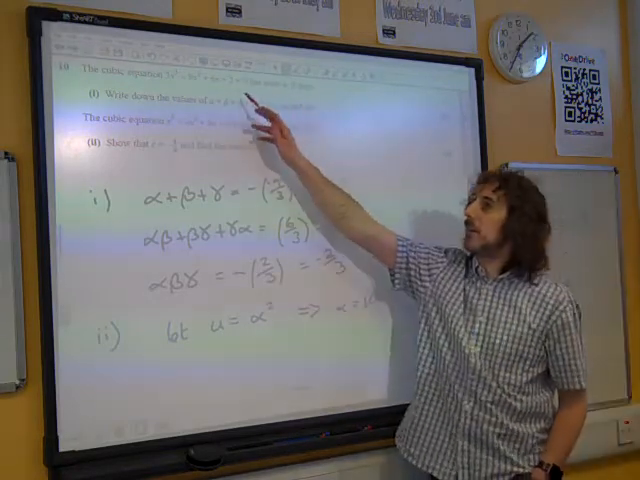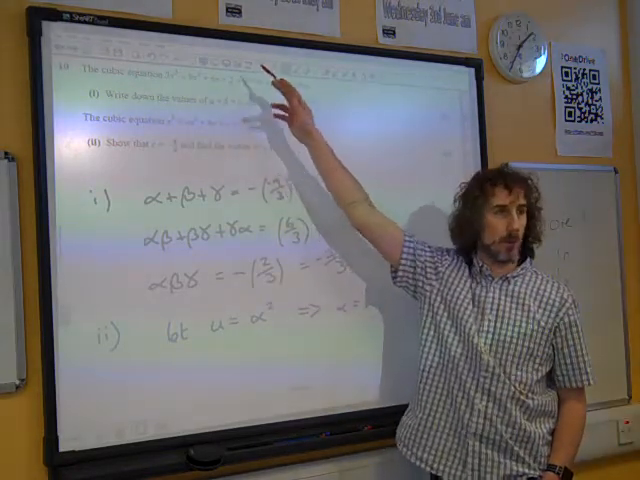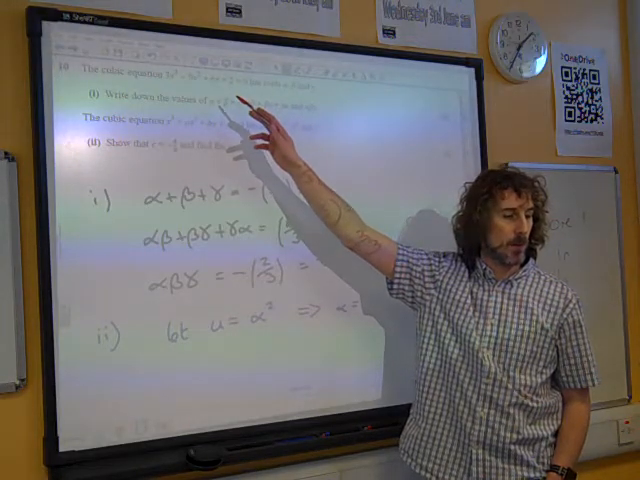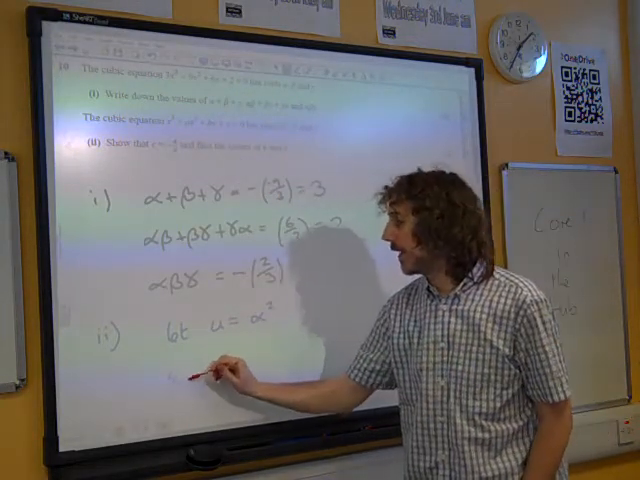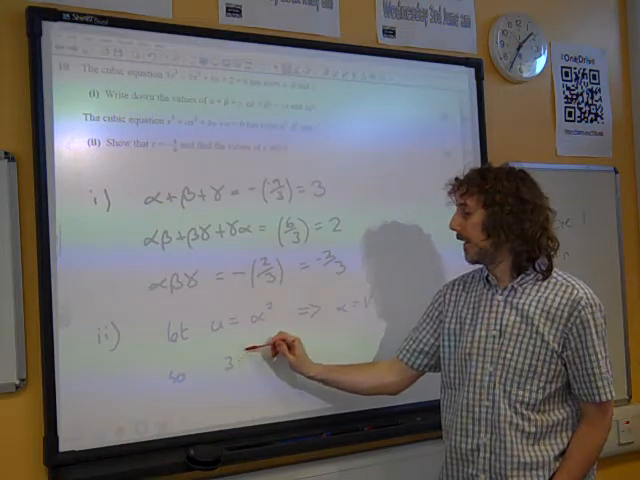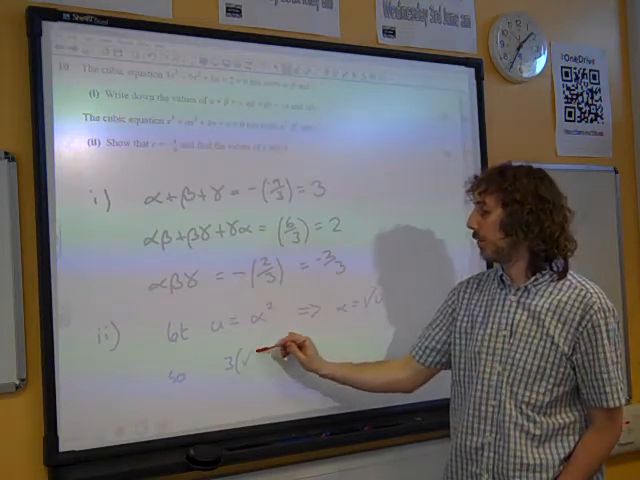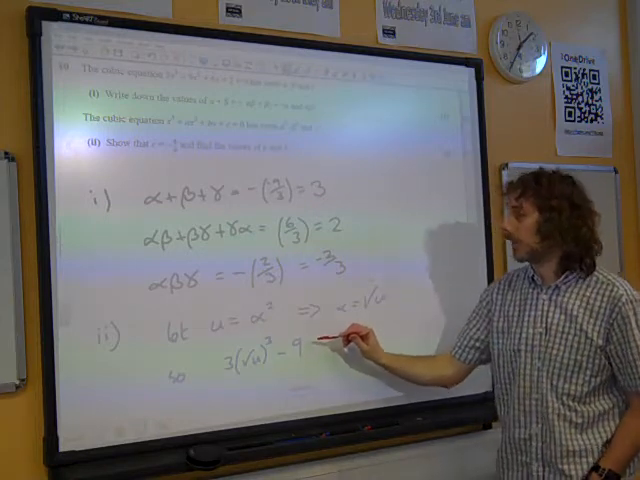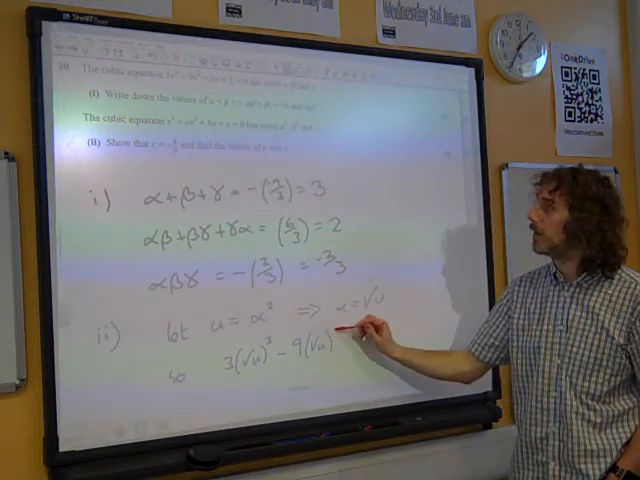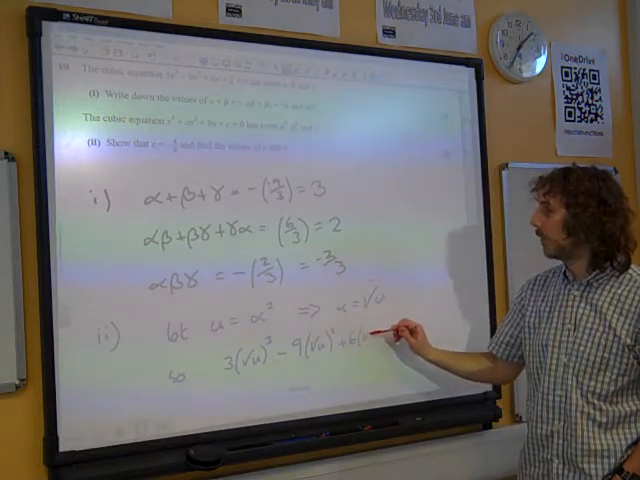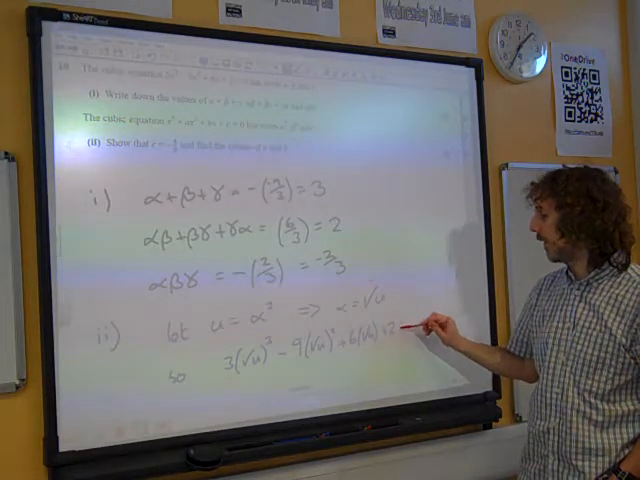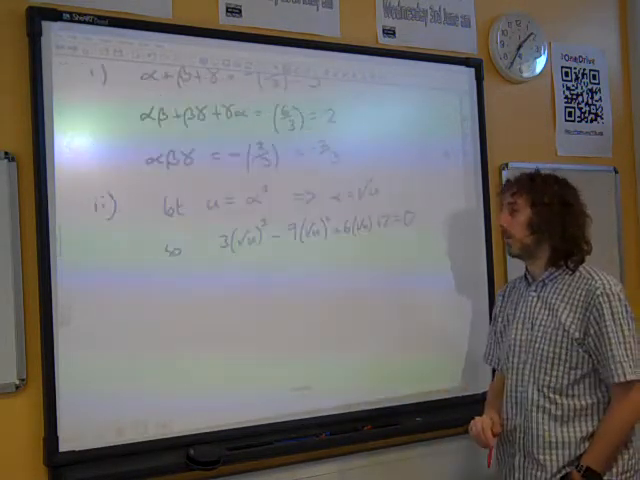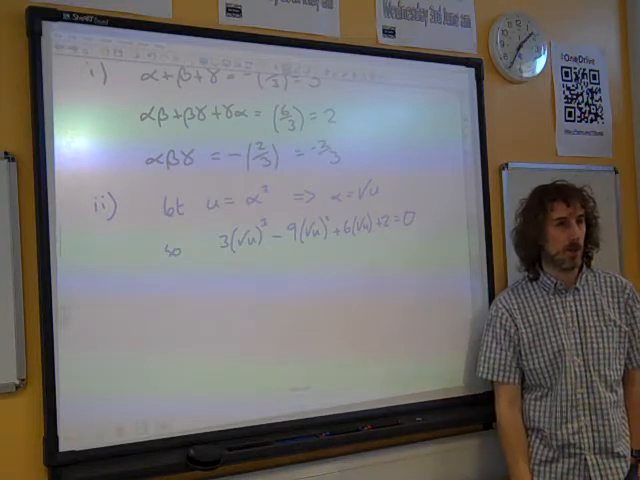Alpha is a solution of that equation. Alpha is one of the roots of that equation. So what that means is that 3 times alpha cubed, so root u cubed, minus 9 times alpha squared, so 9 times root u squared, plus 6 times root u, plus 2, must be equal to 0. So that's our start point with this.